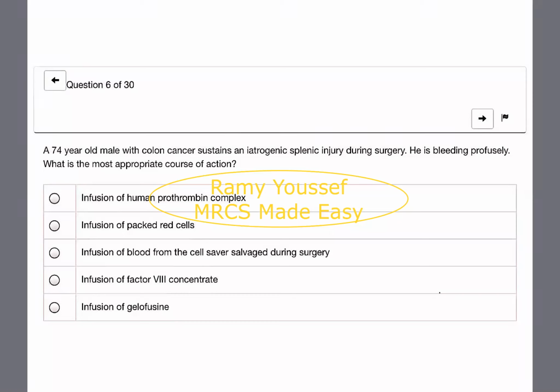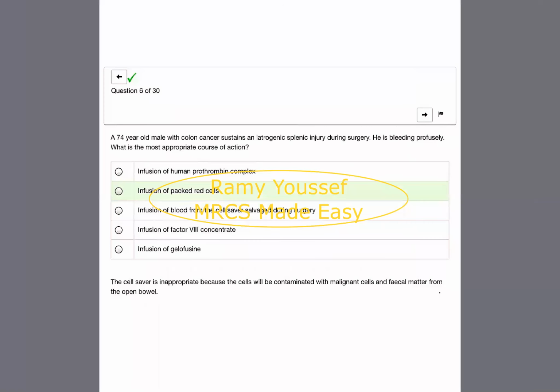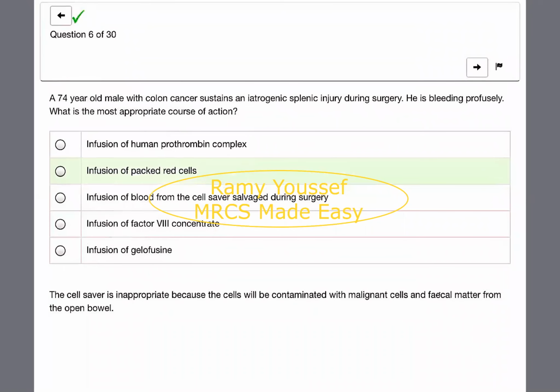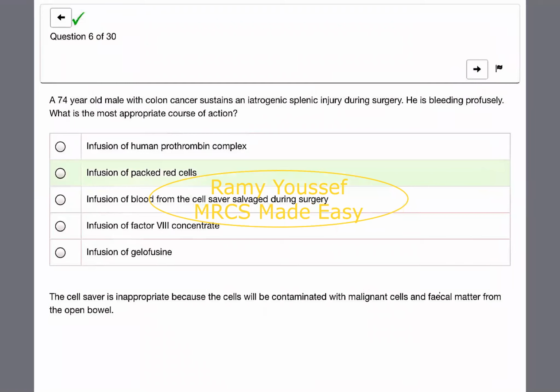Okay, C. You'll take cell saver in a cancer patient? Focus on the cancer. No, it's contraindicated, so we can infuse factor VII. Exactly. When you find something like this, a different infusion, and you find cell saver, go for the question to search about infection and about cancer. So here you can't give cell saver salvage blood. You have to go for packed RBCs.